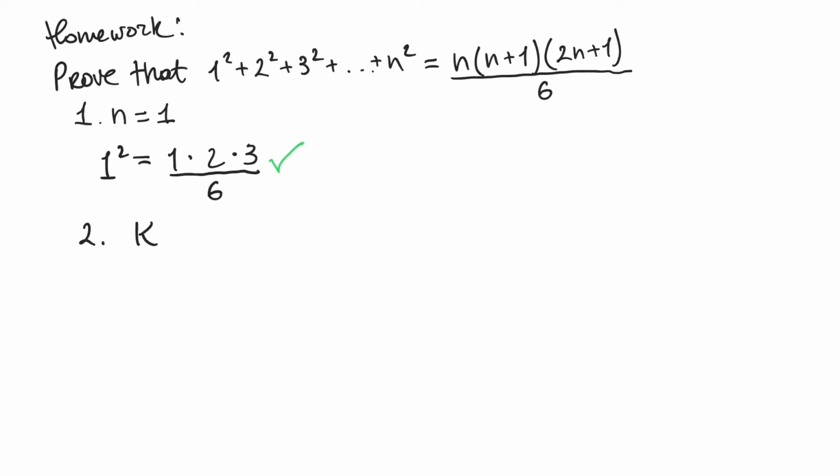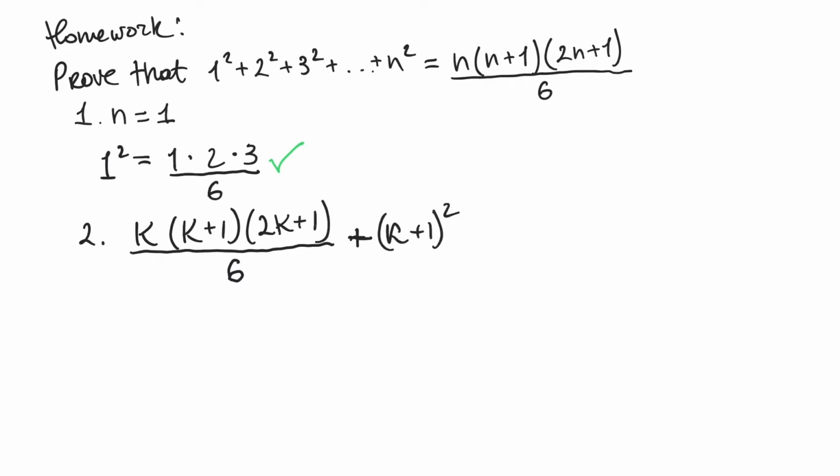k multiplied by k plus 1 multiplied by 2k plus 1 divided by 6. And now we will add the next term in the sequence, k plus 1. So it's k plus 1 squared. See, this formula on the left represents the sum of the squares from 1 to k, and k plus 1 squared is the next term.